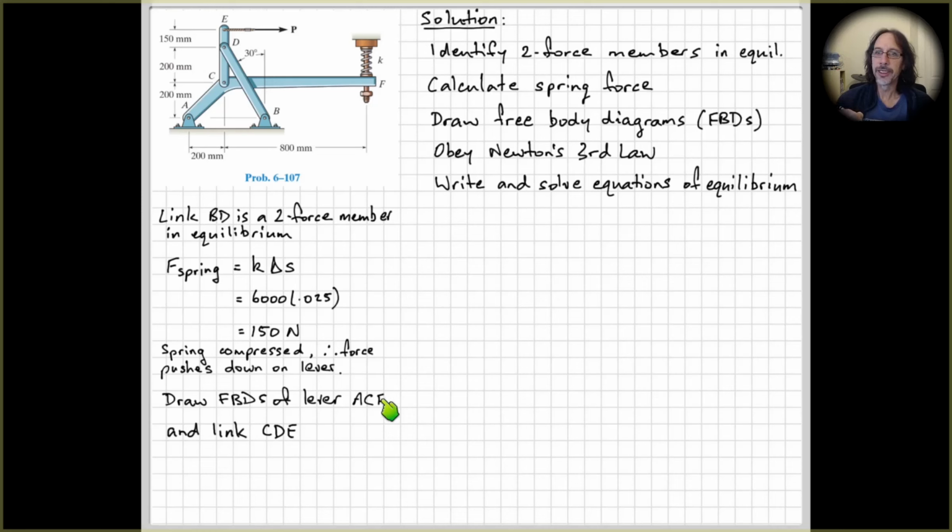So I've said here, draw free body diagrams of the lever ACF, which is a reasonable thing to do. Often, if you're reading the textbook, or people might tell you, just start where the known force is applied and draw a free body diagram of that. So drawing a free body diagram of the lever ACF is a reasonable thing to do. And also, it's not a known load here at P, but it's something that we're trying to find. So you might also think to draw a free body diagram of the link CDE, which is also a reasonable thing to do.